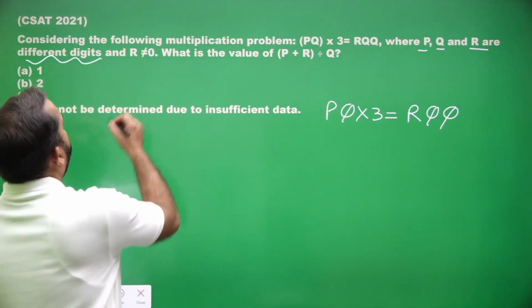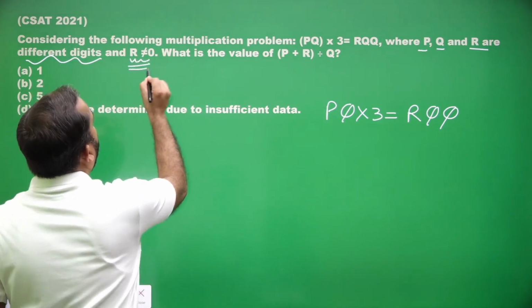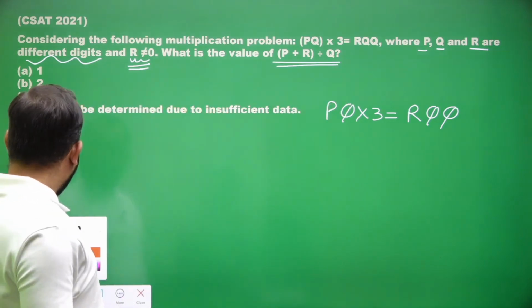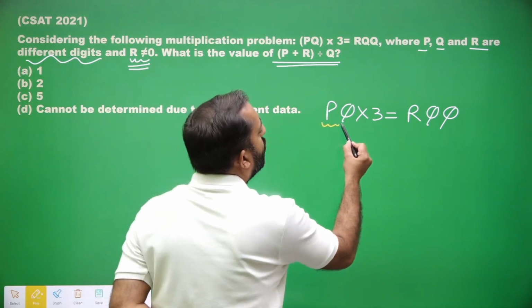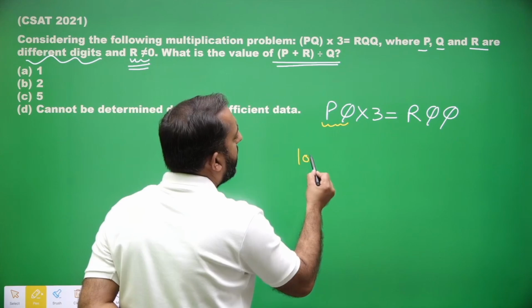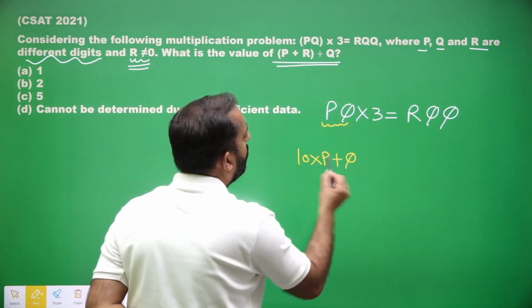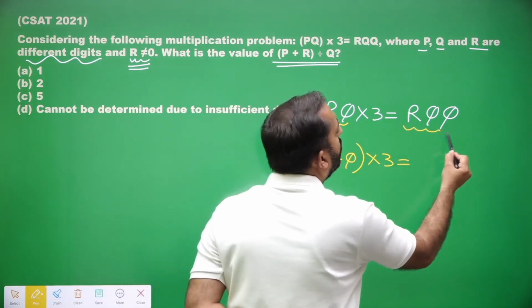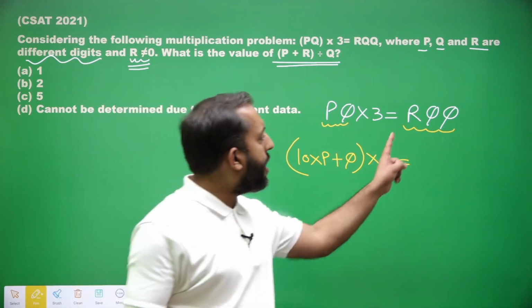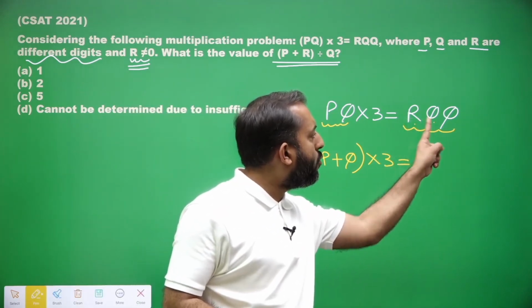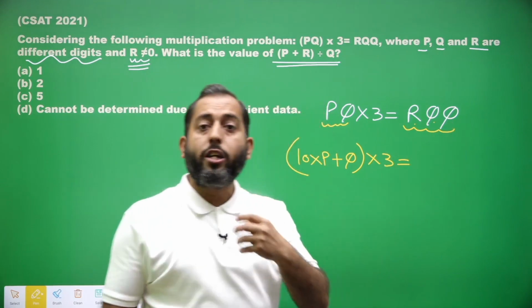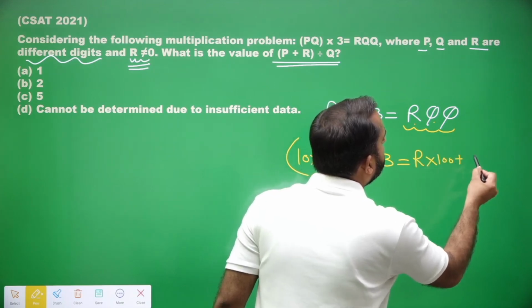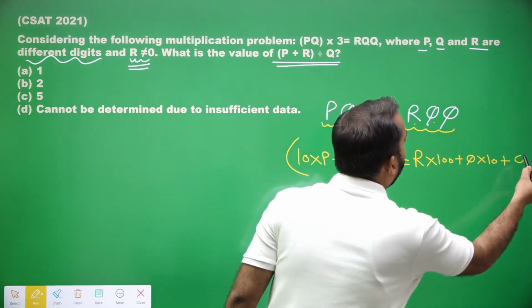Okay, and then it is also given that R is not equal to 0. Then we have to find the value of this expression. Since PQ is a two-digit number, PQ can be written as 10 into P plus Q, and this whole thing is multiplied with 3. RQQ is going to be a three-digit number where R is the hundreds digit, Q is the tens digit, and another Q is the units digit. So RQQ can be written as R into 100 plus Q into 10 plus Q.